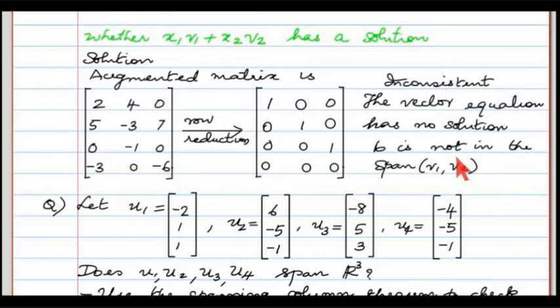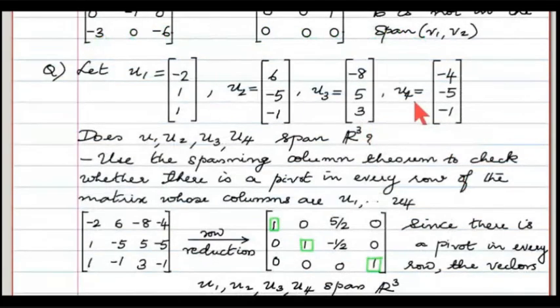Another question. Let u1 equal to (-2, 1, 1), u2 equal to (6, -5, -1), u3 equal to (-8, 5, 3), u4 equal to (-4, -5, -1). Do u1, u2, u3, u4 span R3? We can use the spanning column theorem to check whether there is a pivot in every row of the matrix whose columns are u1, u2, u3, u4.